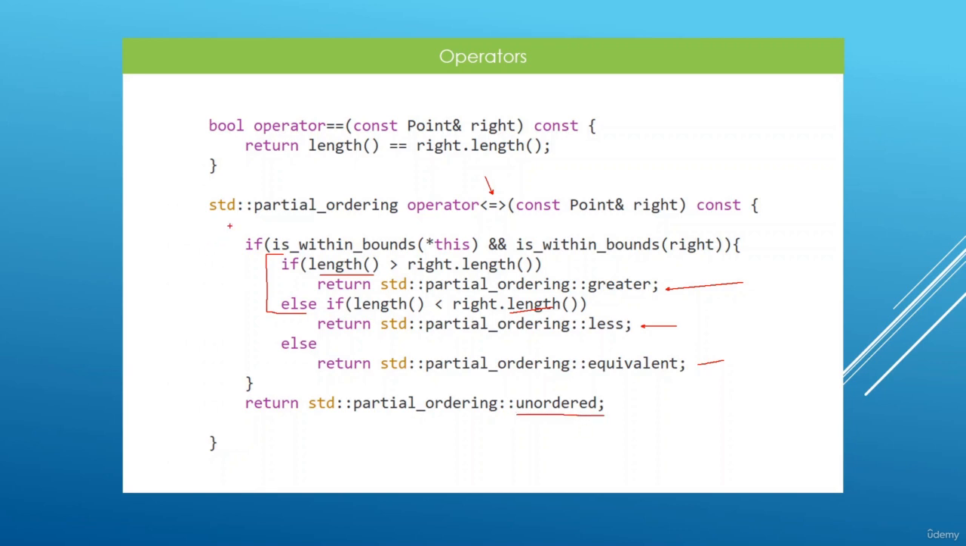Notice that the first decision we needed to make was the kind of comparison we want to do. So here we are doing partial ordering.